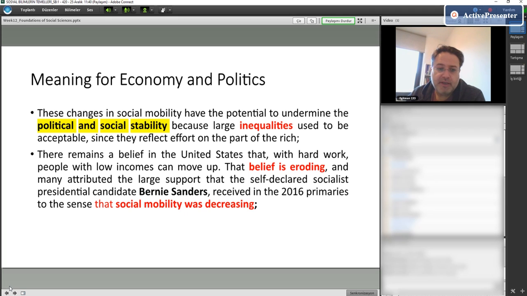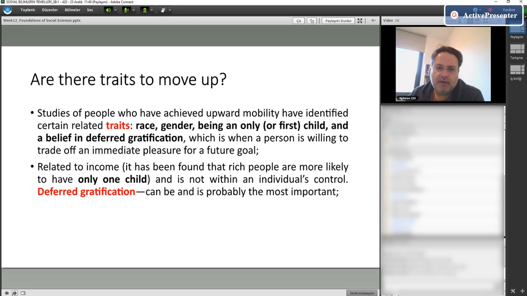And it is getting crowded. So again, on this slide, we see Bernie Sanders received in 2016 primaries a big success because he put this social mobility issue on the agenda. And it is a politically and socially unstable situation. It creates this inequality. Since democracy is about equality, this inequality is going to be problematic for politics, economy, and social stability. So we also talked about, are there traits?